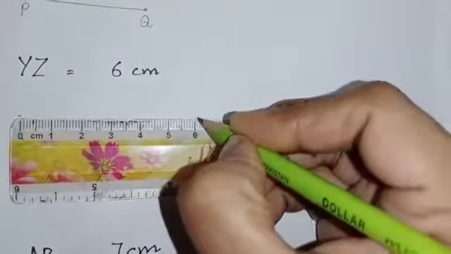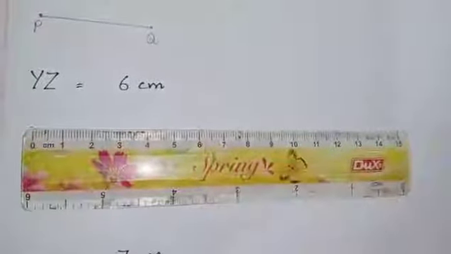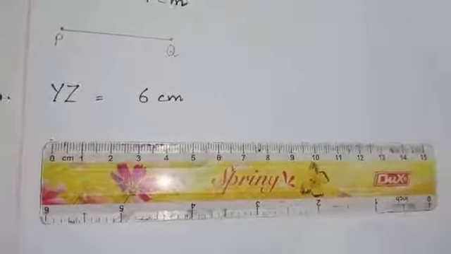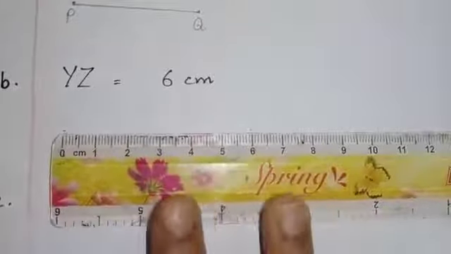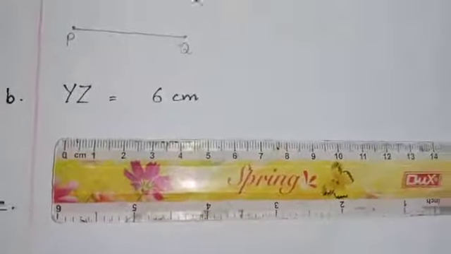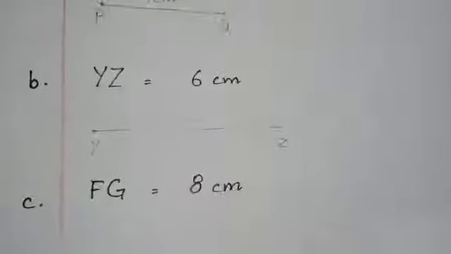It is point Z which is given YZ. So it is Y and it is Z. Now we will join these 2 points. Look at this, it is exactly 6 centimeter. It is line segment YZ which is 6 centimeter.